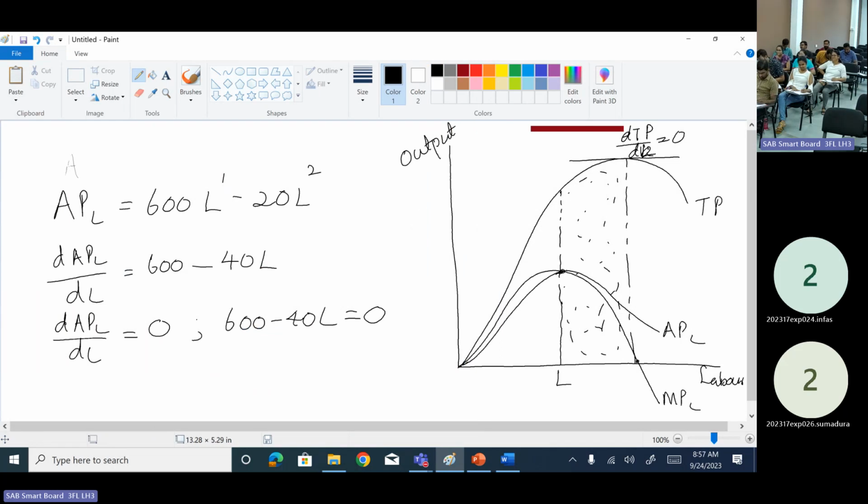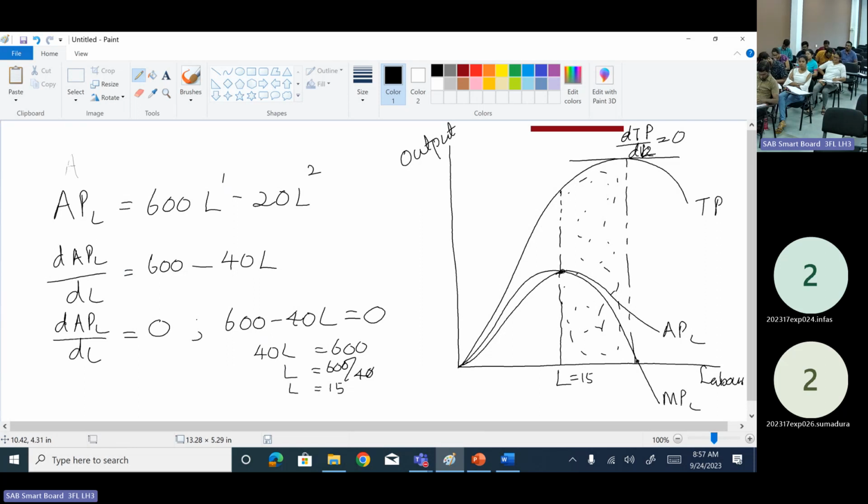Right. So 40L equals 600, no, right? L means 600 divided by 40, which is 15, no, right? So the labor input here is 15. That is where the average productivity is maximized, right?